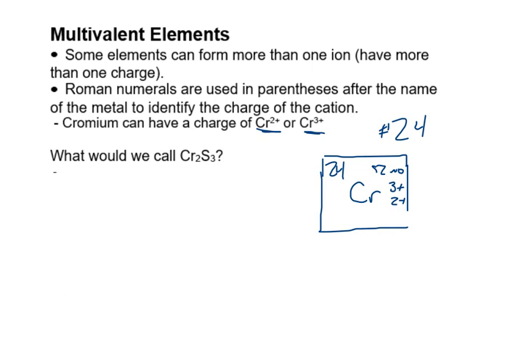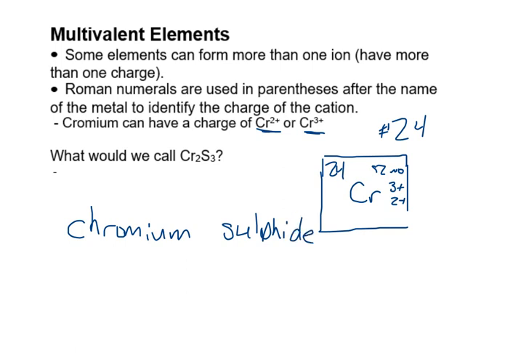So I want to start off with this example. What will we call a Cr2S3? And so here's how this might look. I would start by saying, well, Cr, well, that's chromium, right? So I would name it as chromium. And S means sulfur. We would change the ending of that to sulfide.